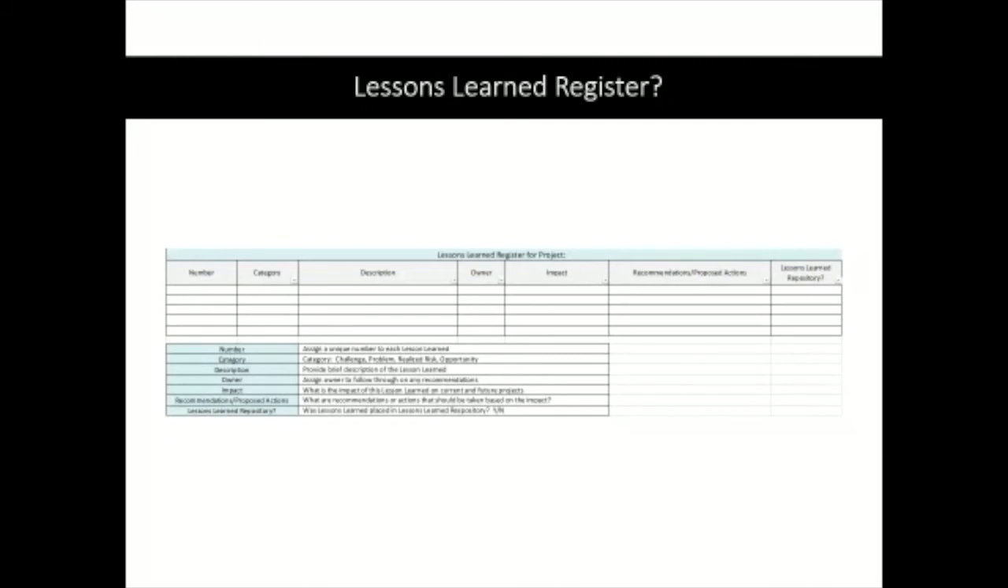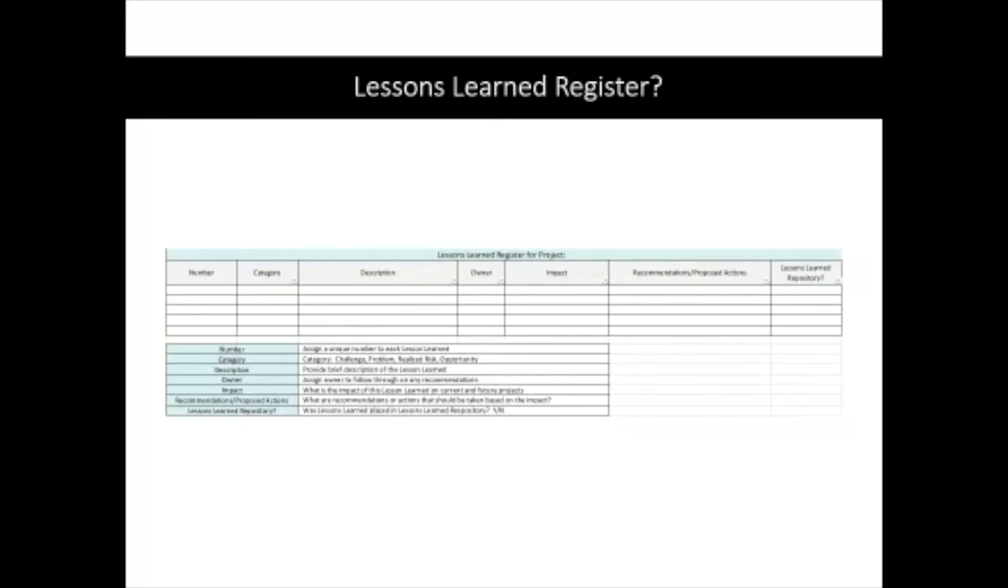Brief description, owner. This is a key theme, ownership. If you don't assign ownership for risks, for lessons learned, for assumptions, then frankly, everybody's going to look at each other with a deer in the headlight look and nothing's going to get done. Recommendation and proposed actions. If lessons learned are important to document, you should have some idea of what you are going to do with them. And just a real quick question, have I placed it in the quote unquote repository? Sometimes people go, repository? What repository? We don't have a repository. If that's the case, then you probably want to create one, because this is great for a project.